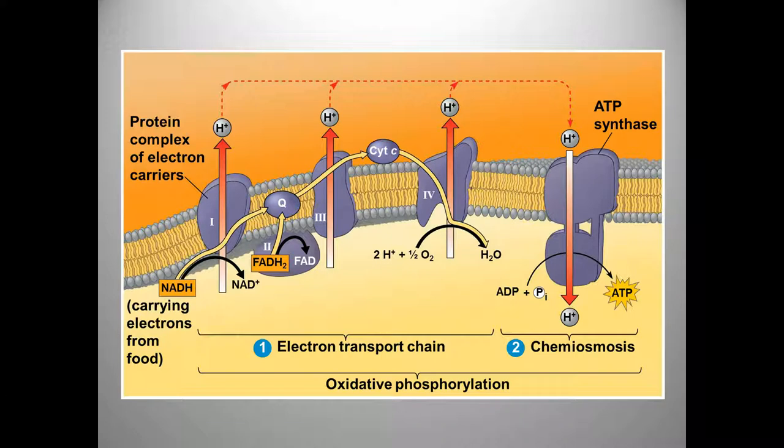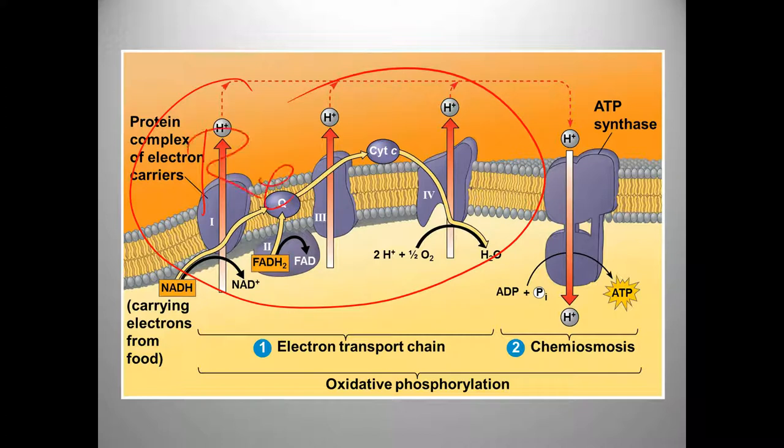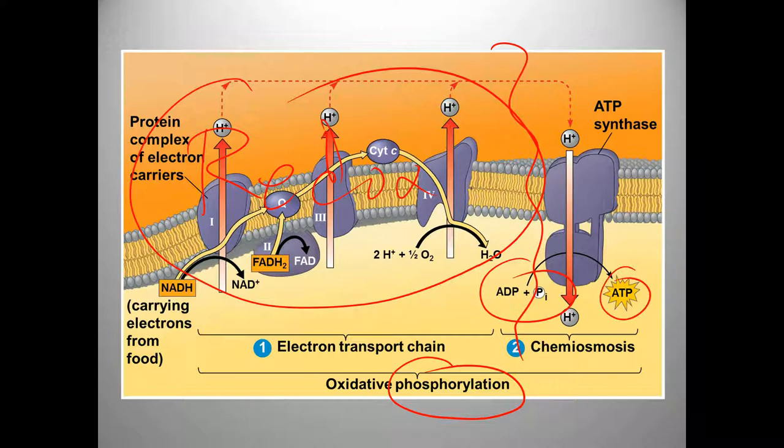Alright, so oxidative phosphorylation. You have your redox reactions on this side, your oxidation-reduction reactions, coupled with phosphorylation, which occurs here to form ATP. So you're coupling reduction and oxidation with the generation of ATP.